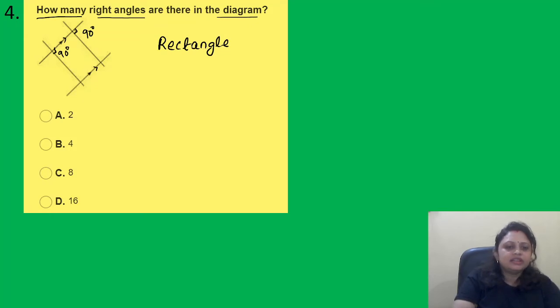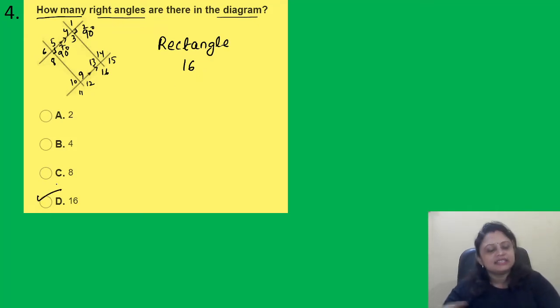In the rectangle, for any one corner, how many right angles are there? 1, 2, 3, 4. Similarly, 4 corners are there, then here 5, 6, 7, 8, 9, 10, 11, 12, 13, 14, 15, 16. So a total of 16 right angles are there. So the correct answer is option D, that is 16.